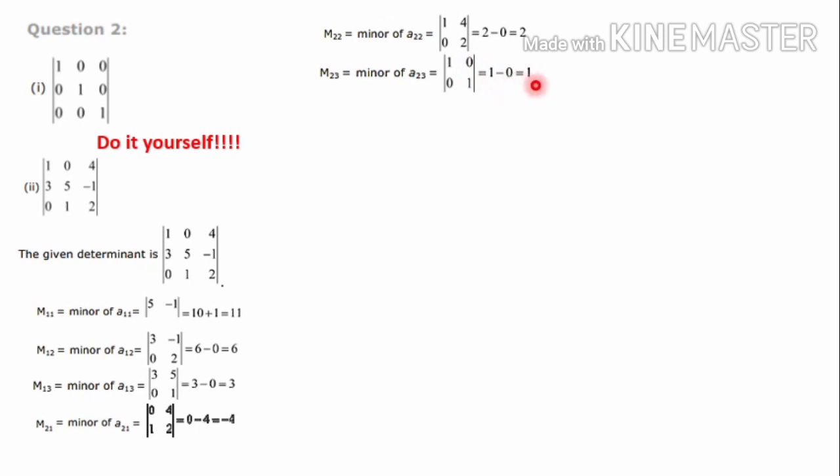1 minus 0, that is equal to 1. Next, M31, that is minor of element A31. A31 is this one, third row first element, that is 0. That row and column are gone. Balance elements 0, 4, 5, minus 1. That is written here. Calculate the value of this determinant.